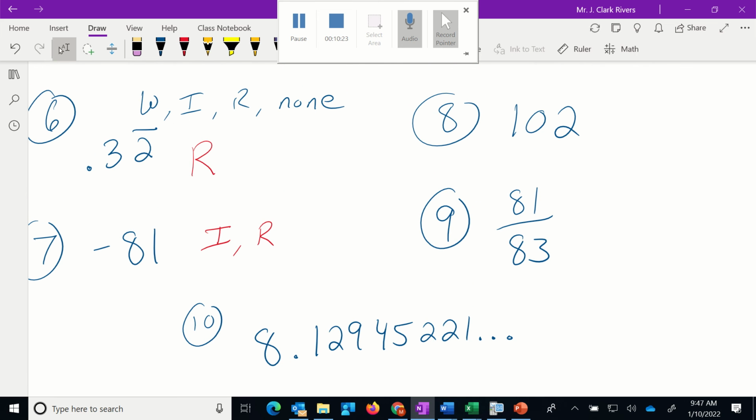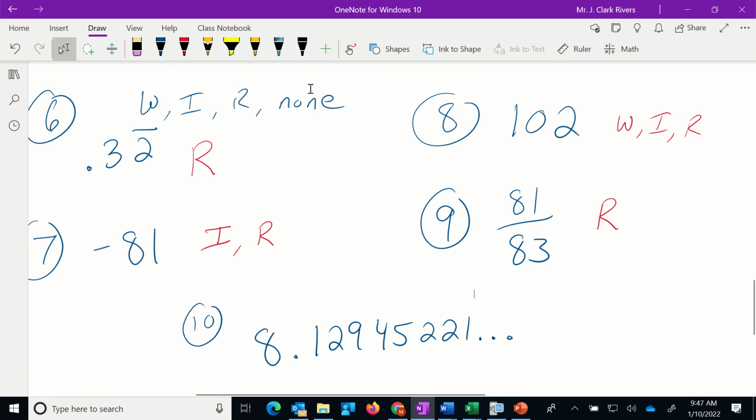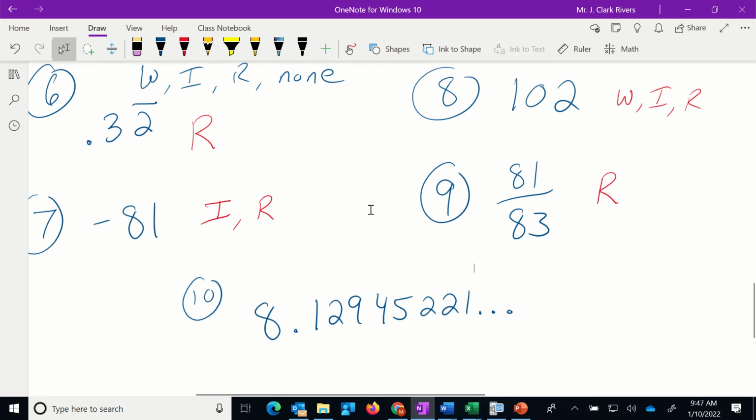Number 8, Parker, what do you think? Whole number, integer, and rational. Very good. W, I, and R. Number 9, Bennett, what do you think on number 9? It's a fraction, right? It is rational. Anything that is a fraction is rational. And it's not an integer. It's not a whole number either.